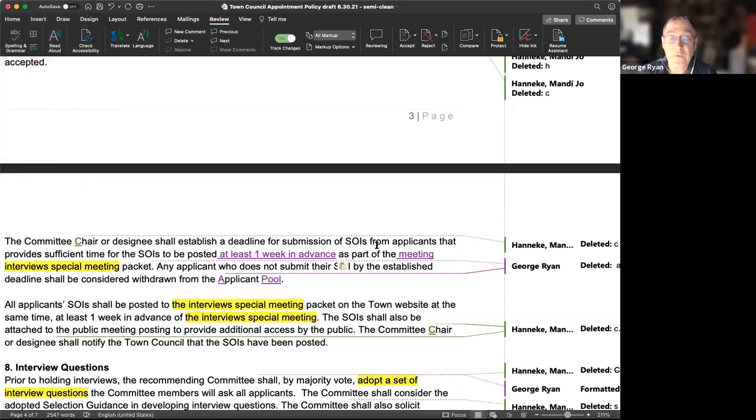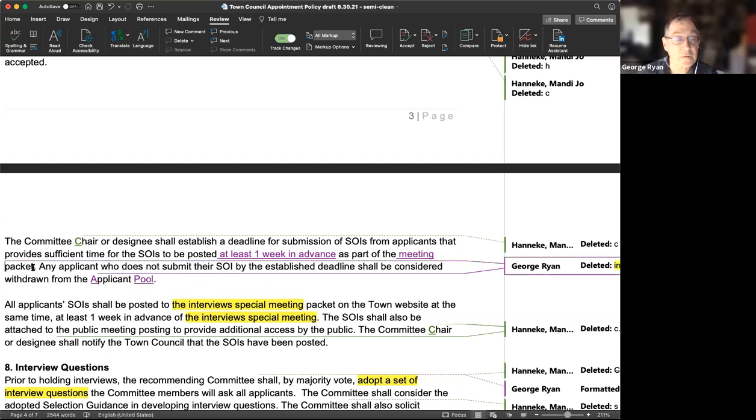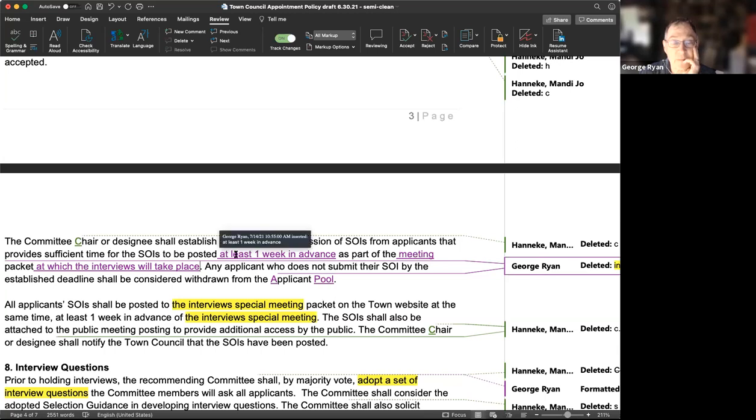So I'll repeat that again. SOIs to be posted at least 1 week in advance as part of the meeting packet at which the interviews will take place. Let's try that, see what it looks like. All right. Deadline for submission of SOIs from applicants that provide sufficient time for the SOIs to be posted. I think I would make it a separate sentence: from applicants that provide sufficient time for SOIs to be posted as part of the meeting packet at which interviews shall take place.